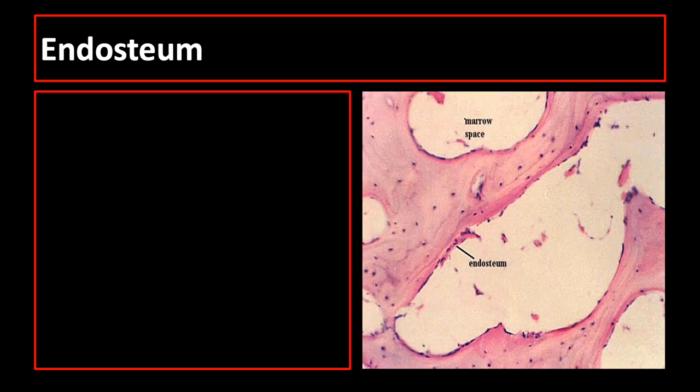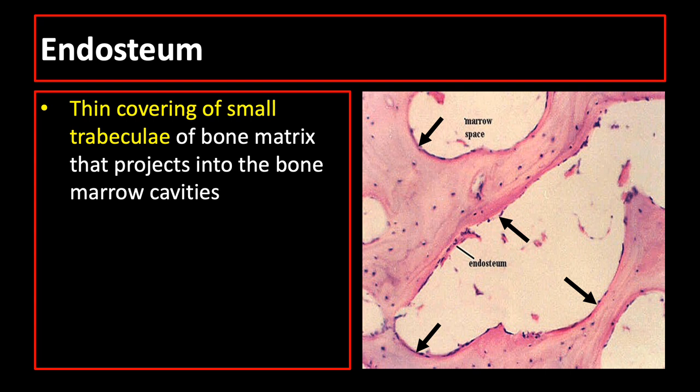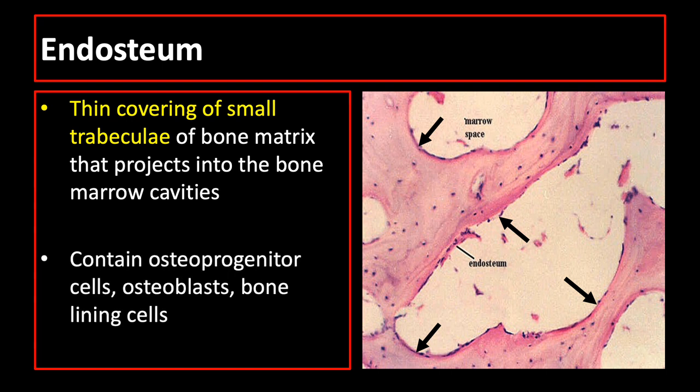Next is endosteum, which is a thin covering of small trabeculae of bone matrix that projects into the bone marrow cavities. It contains osteoprogenitor cells, osteoblasts, and bone lining cells.